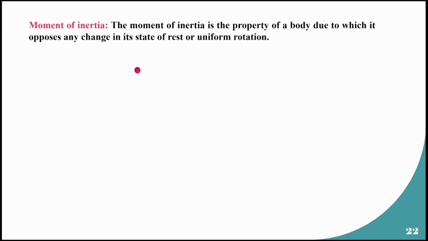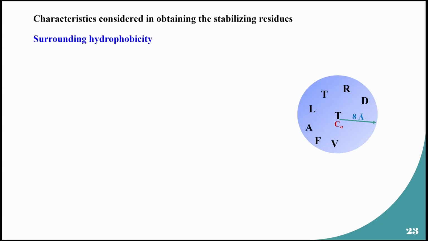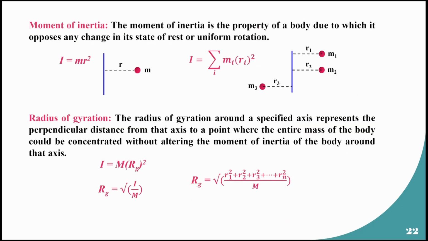And then another metric that we often use in assessing large-scale structural changes or compactness changes of the protein is called the radius of gyration, right? To calculate the radius of gyration, you first have to quickly look at the moment of inertia. Moment of inertia is basically the property of a body by which it opposes any change in its state of rest or uniform motion, right? And how do you go about calculating that?